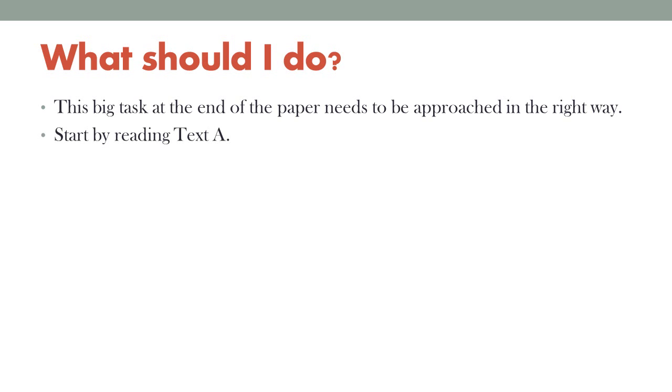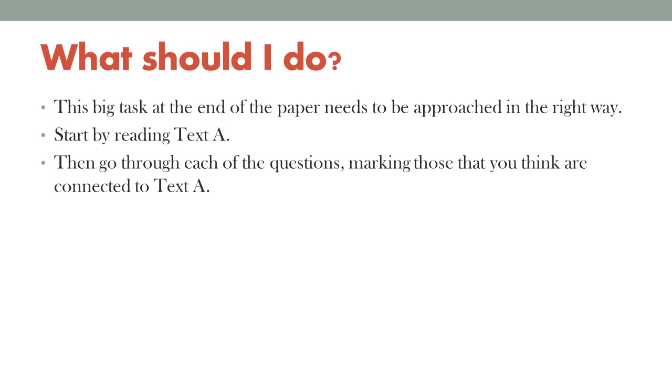So I suggest that you start by reading text A, whichever one that is. And you could choose a different one if you want, it doesn't matter, but you choose one text to read, and you read it first before you read any of the statements. So when you finish reading text A, go through all of the questions, all the statements, marking those that you think are connected to text A. Now, they won't be in the same order as the text. They could be of any part. So you might have something about the end of the text first, and then the middle, and then the beginning. It doesn't matter. But go through all of the questions and mark those that belong to A.